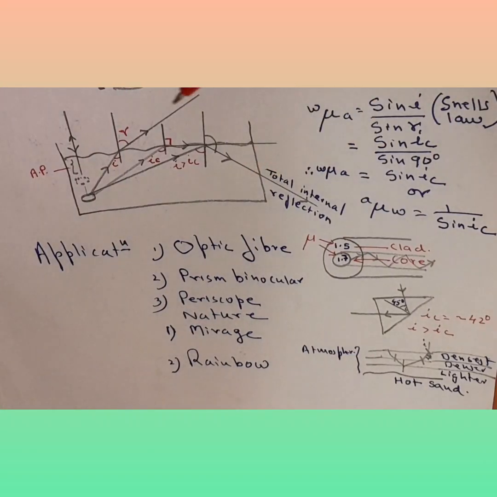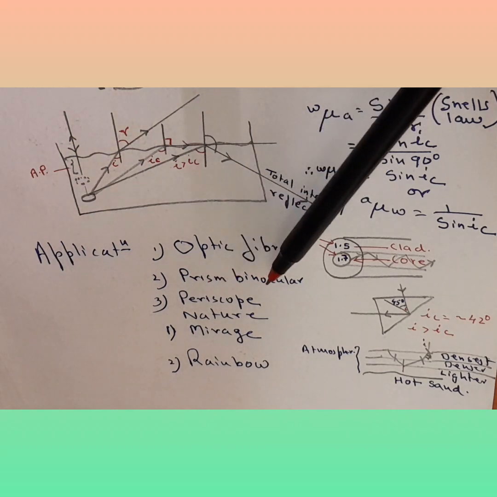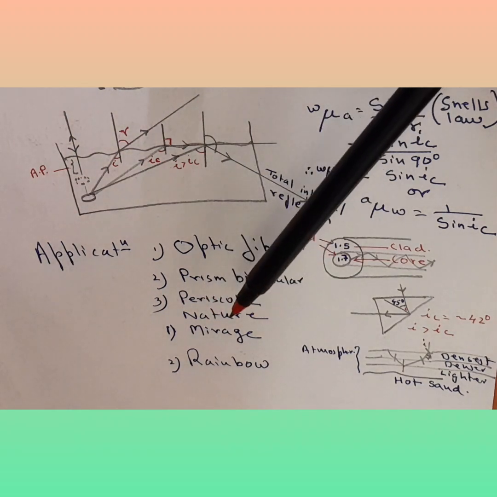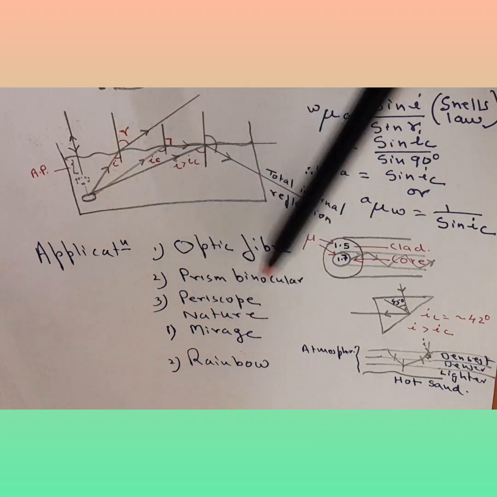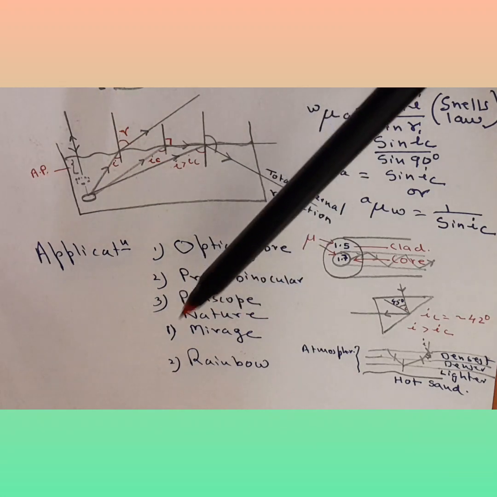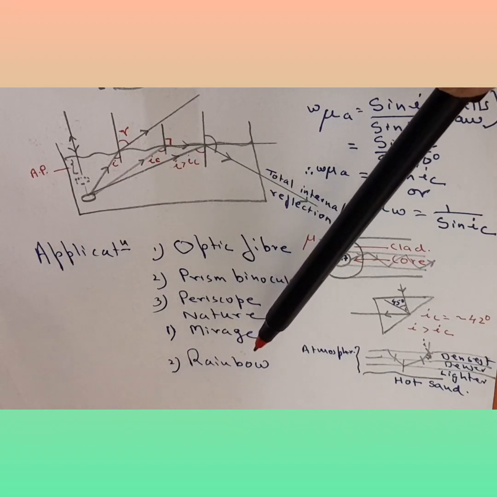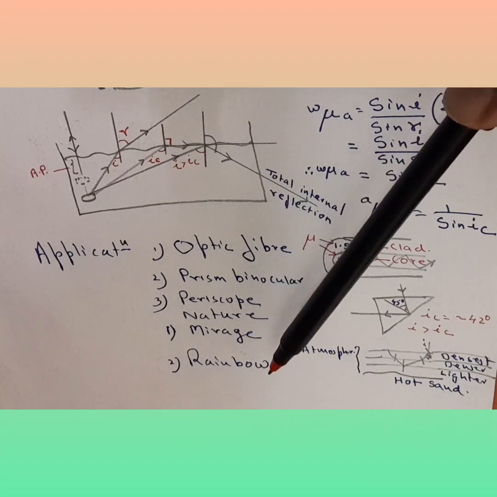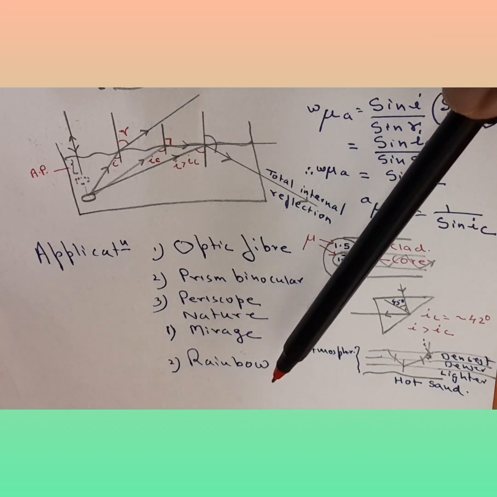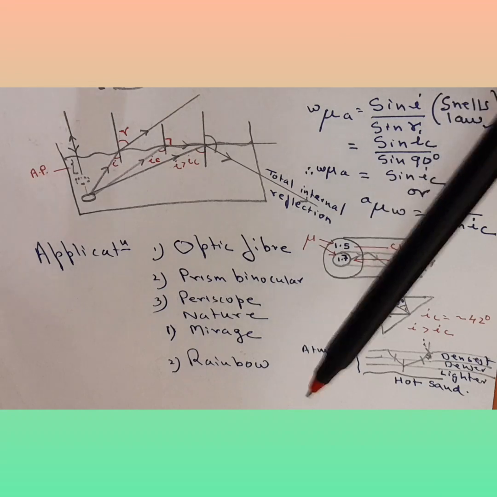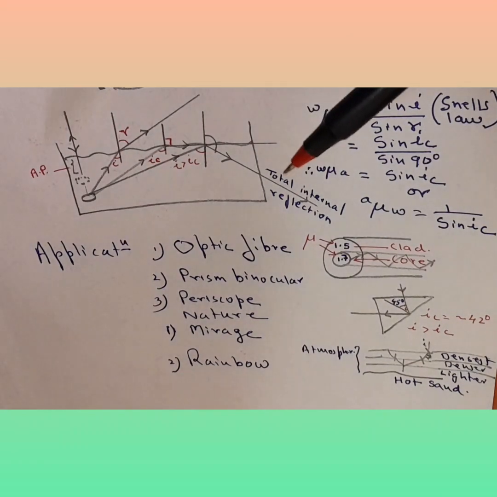Okay, let us get into total internal reflection. There are lots of things which are concerned with total internal reflection. It's like the prism, binocular prism, the periscope, optic fiber that we use. These are synthetic, whereas in nature we see mirage. Mirage is also a result of total internal reflection. Rainbow that we see, it's also an effect of total internal reflection. So let's understand how it works.